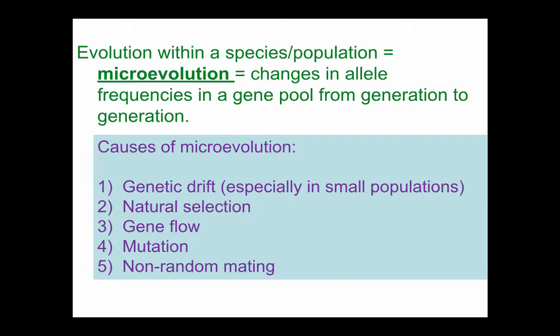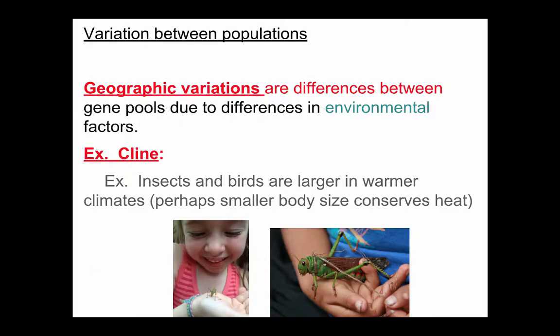So this is where those causes of microevolution would come into play, like genetic drift, meaning, especially in small populations, certain traits are more advantaged than others as far as the reproduction of that population. Natural selection pressures, gene flow, mutation, and also non-random mating, where certain traits are advantageous for finding a mate or actually mating with an individual.